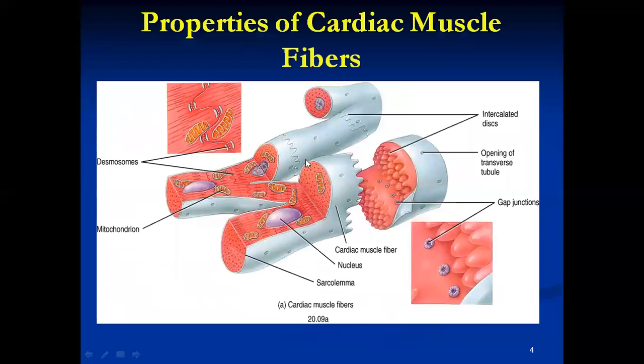This is the diagram of the cardiac muscle fiber. We have cut it and we are showing it under the microscope. See, here you can see these purple ones as a nucleus. This is sarcolemma. This blue one is the cardiac muscle fiber. These are the mitochondria.